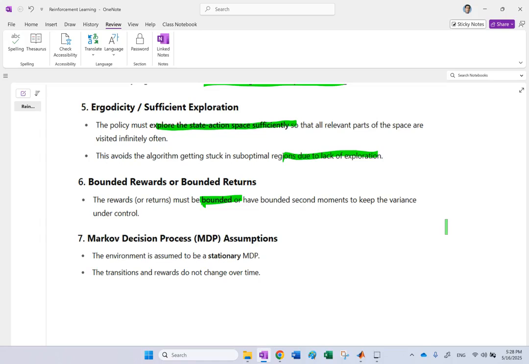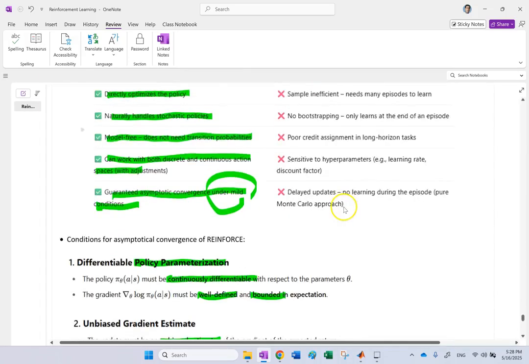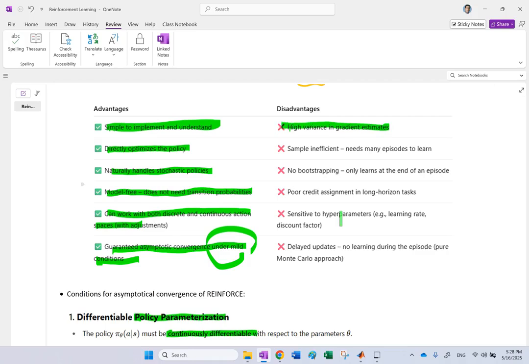And finally, the Markov decision process behind this says that your environment has to be stationary, and your transitions and rewards should not change over time. If you have all of those, then you can get some asymptotic convergence. As for the disadvantages, as I said, sometimes the gradient estimate could have big variances, because remember I told you, give it a lot of episodes so you get some good estimates. That makes it sample inefficient. So you need to run so many episodes to learn.